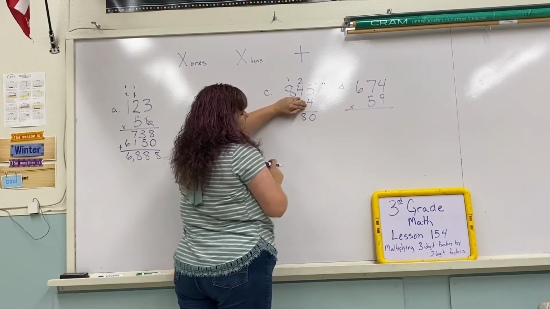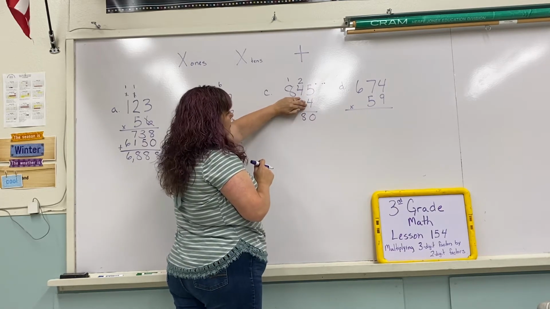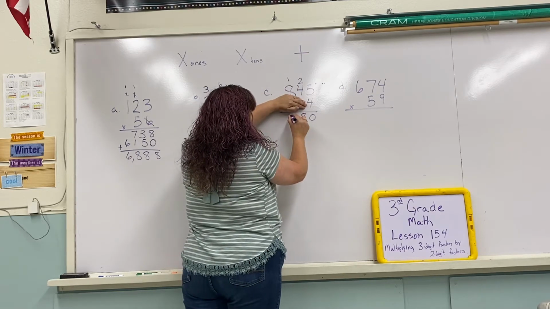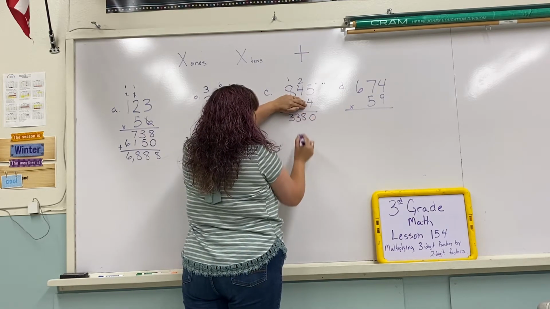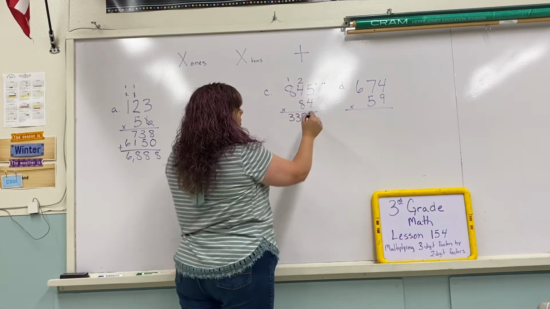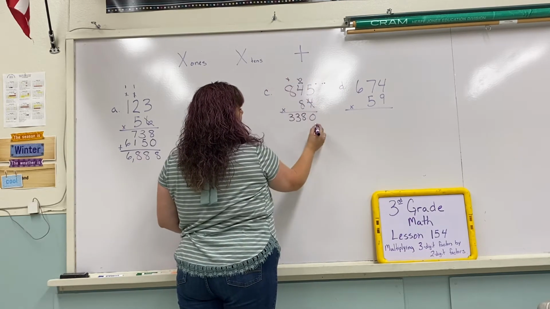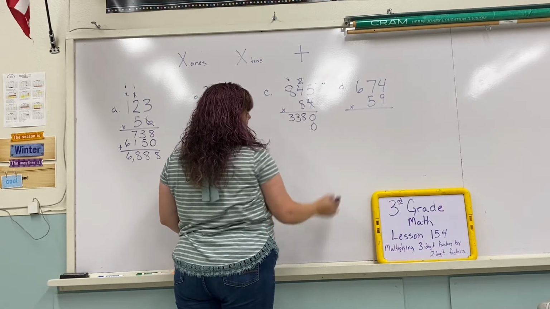8 times 4, 32, plus 1 is 33. Now, we're done with our ones. We're done with our ones carrying, and no ones in our answer.